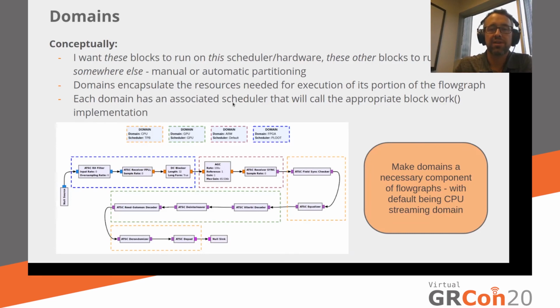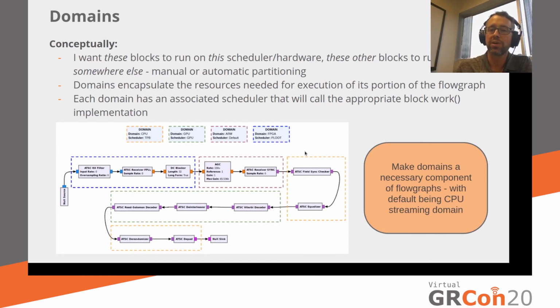One of the concepts I think we're going to need in order to accomplish this in a very modular and straightforward way is this idea of domains. By domains, I mean I want some blocks to run on some hardware, and other blocks to run on other hardware. I think of a domain as the encapsulation of all the resources needed for that portion of the flow graph. We want GNU Radio to represent the entire flow graph, but the processing can then be broken down and taken care of in different hardware resources.